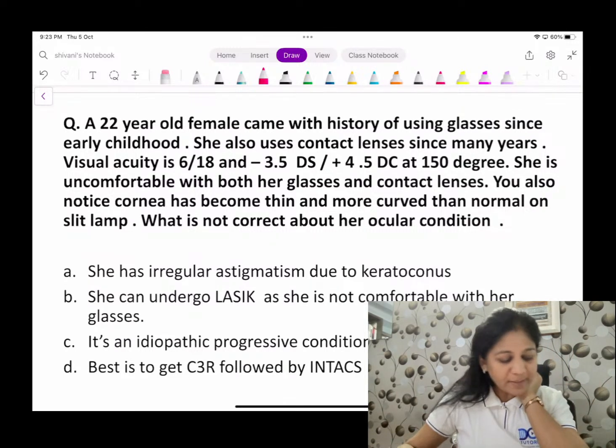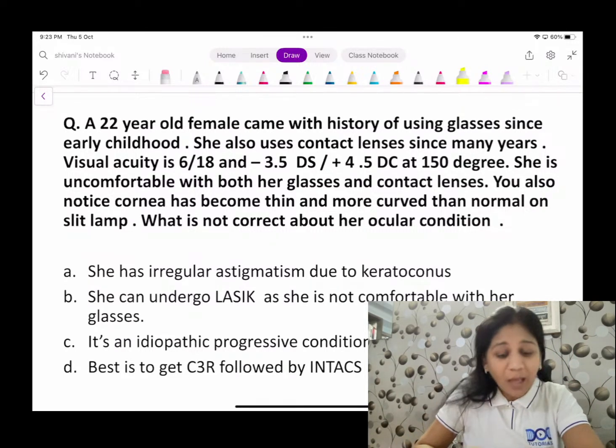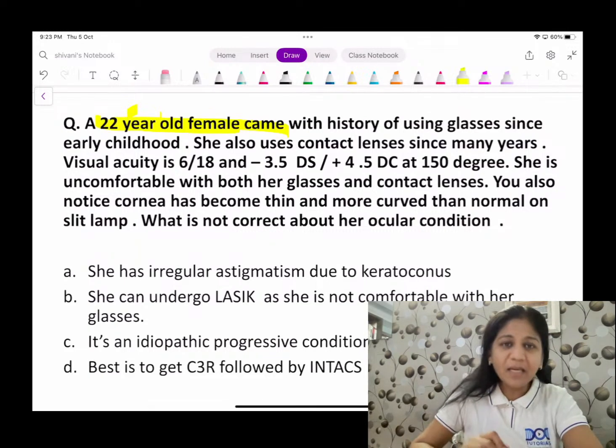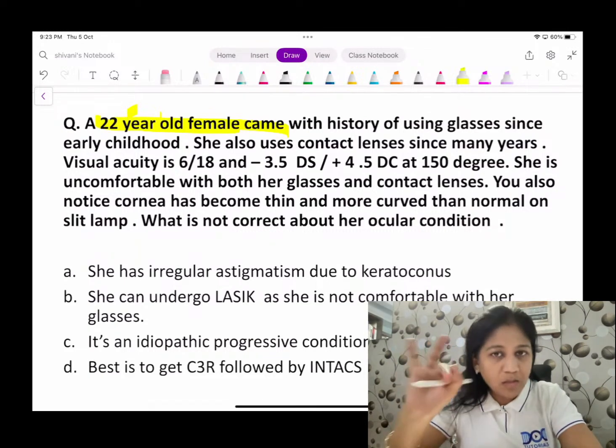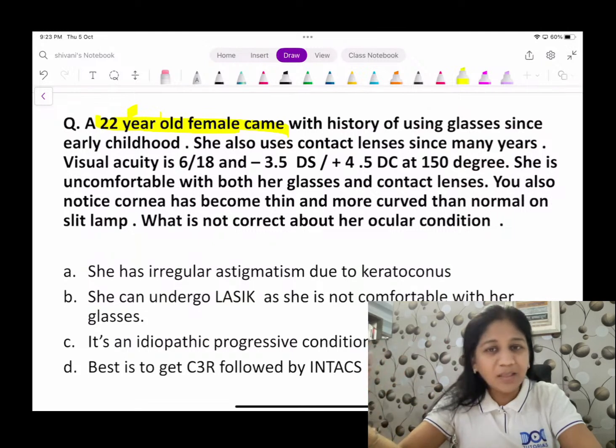Okay friends, let us talk about it. So we have a young female. Many a times age and sex also tell us so many things about the case, isn't it?